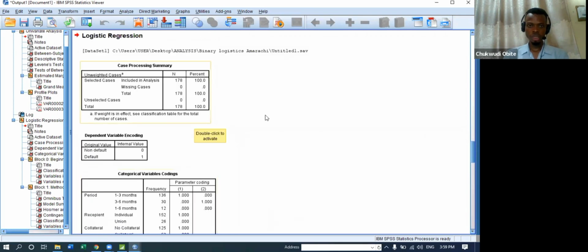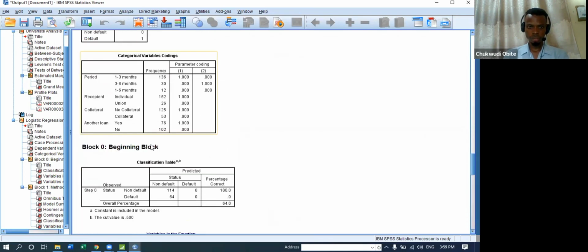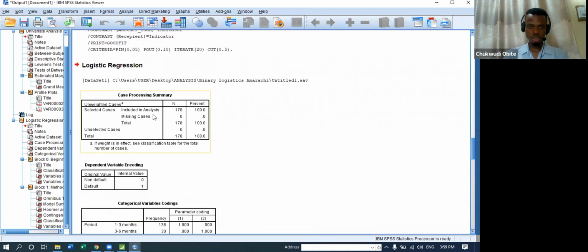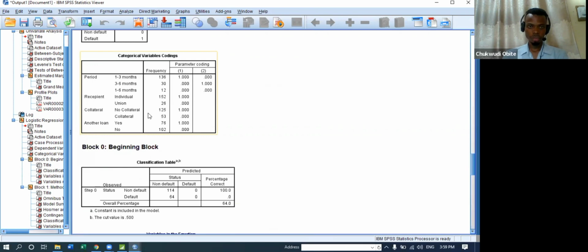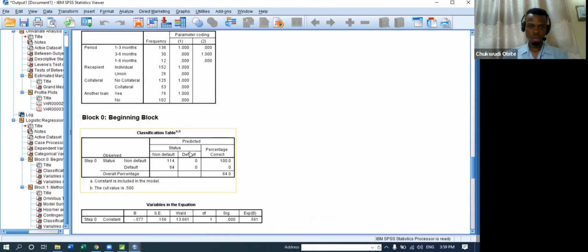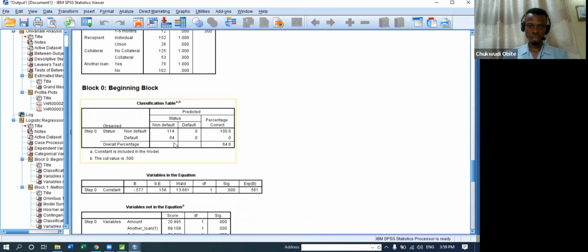Now let me explain this result briefly. This just tells you whether you have missing values or not, so it's not really important. Then this tells you what you are using as 0 and what you are using as 1. Remember, I told you to choose the level you want your interpretation to be based on as 1. So I'm not going to use this.